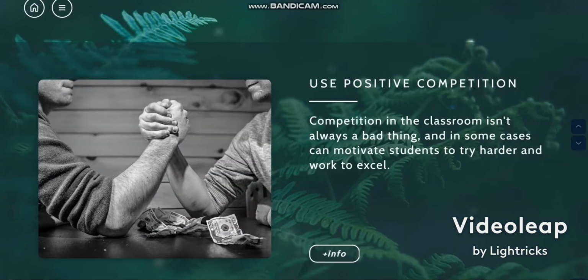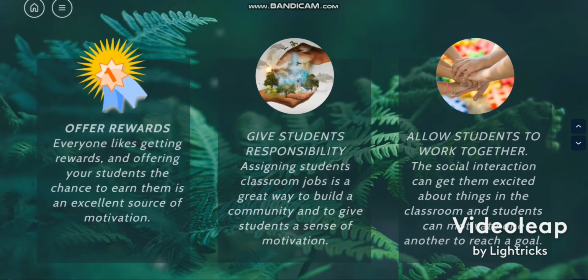And next is offer rewards. Of course, everyone likes getting rewards, and offering your students the chance to earn them is an excellent source of motivation. So try to give rewards as feedback: first place, second place, third place, or sweets, and so on.